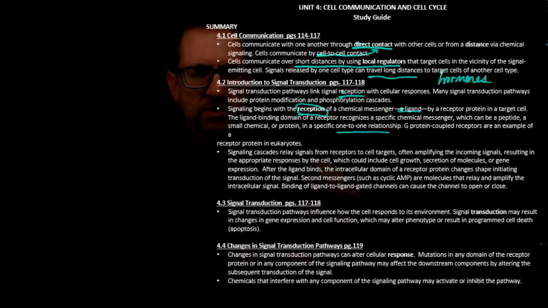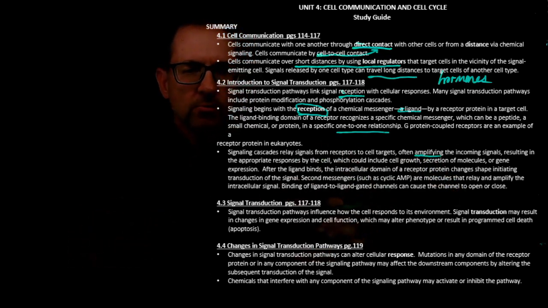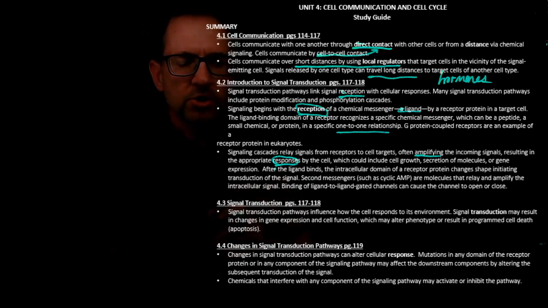Signal cascades are signals from receptors to cell targets, often amplifying. Make sure we understand that these signals can be amplified. So they start out small and get large, resulting in the appropriate response. So there's another word there. We didn't necessarily go in order this time, but ultimately we are eliciting a response, which could include cell growth, secreting molecules, or gene expression.